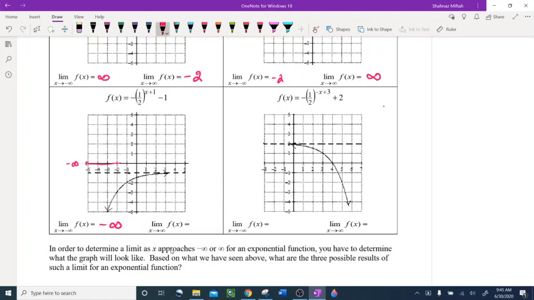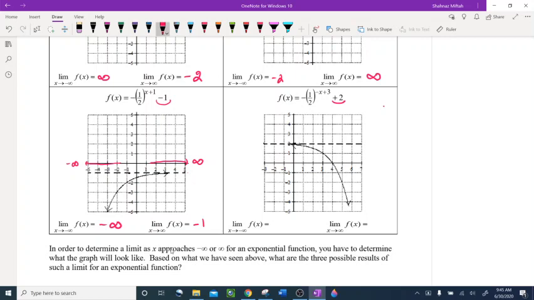Limit as x approaches positive infinity, which means I'm going in this direction, and that's positive infinity. And you know the graph is not going to cross this horizontal asymptote, which is at -1. Do you see this? This is the -1 horizontal asymptote. It's just something you can notice. Limit as x approaches negative infinity for this one, and check out this horizontal asymptote. That's right there.